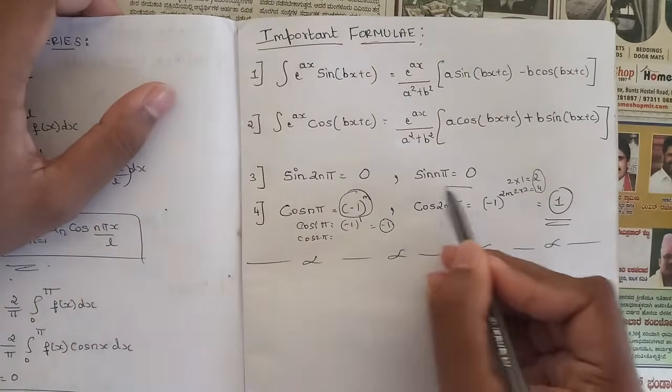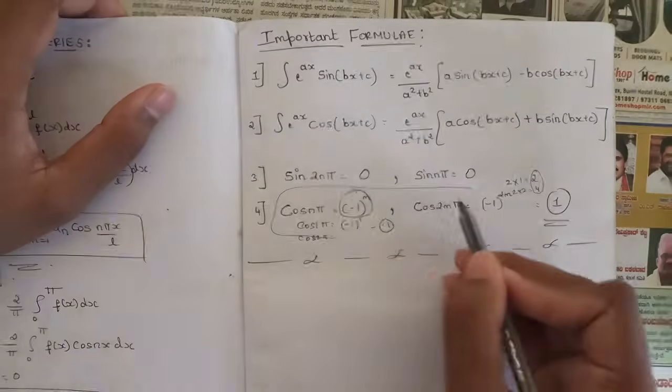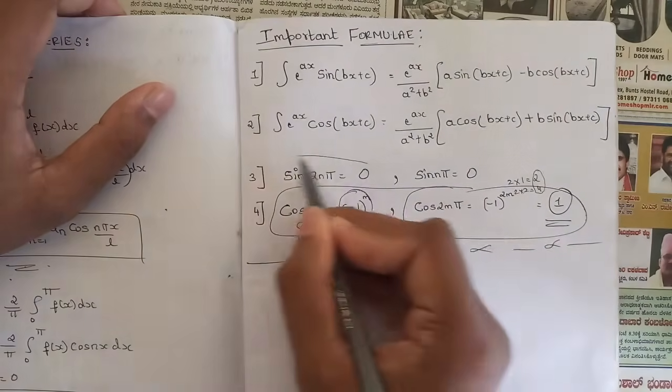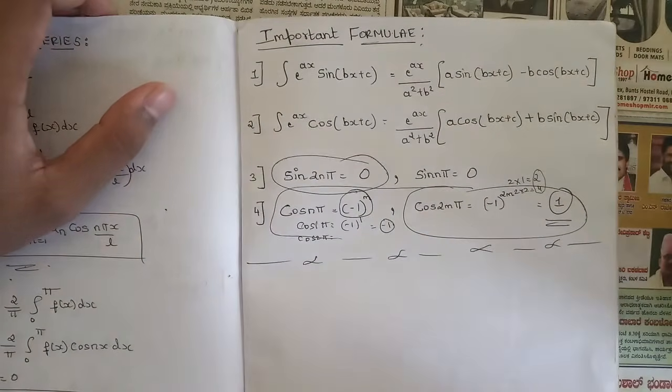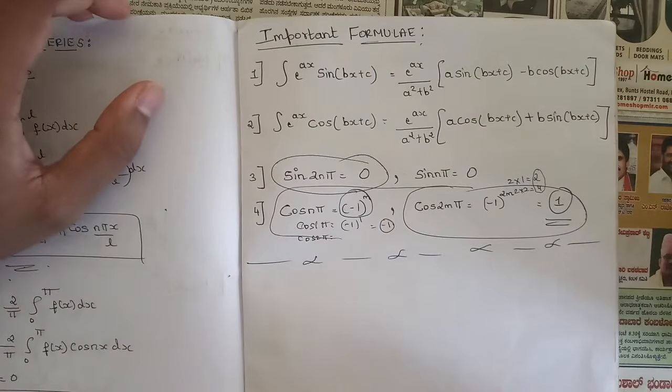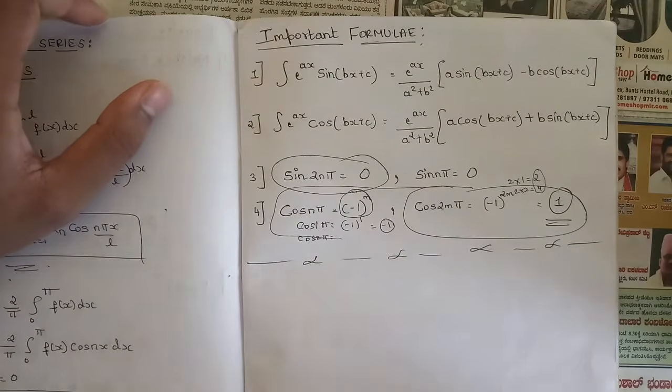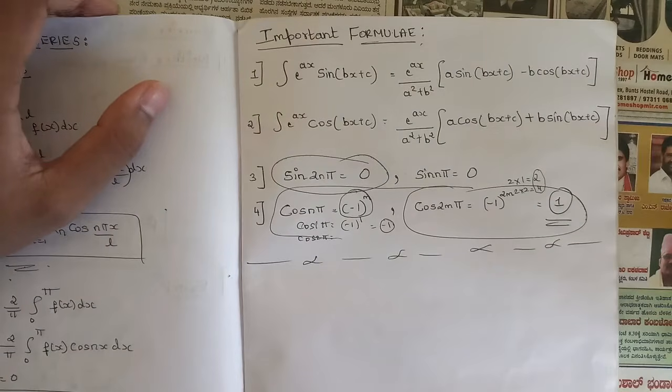So these two formulas, cos 2n pi and sin 2n pi, we are going to use in the intervals from 0 to 2 pi mostly. Okay, so now we'll get ahead with some problems.